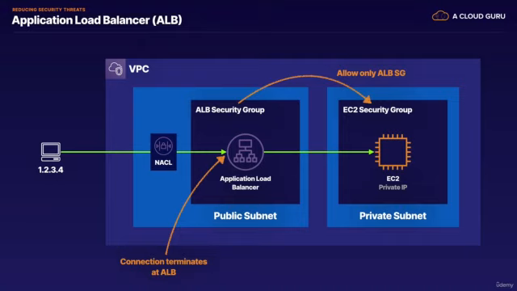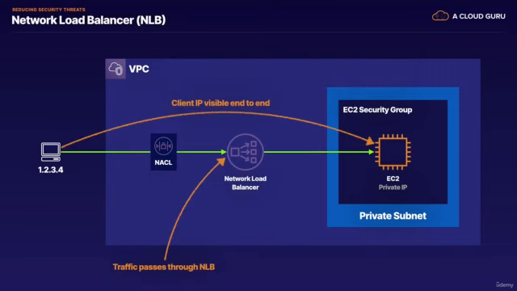Let's take a look at another scenario. This one uses the Network Load Balancer, or NLB. Unlike with an ALB, with an NLB, the traffic doesn't terminate at the NLB. It passes directly through it, directly to your EC2 instance. The client IP, the IP address of that bad actor, is visible from end to end. The only countermeasure you have in this case is to use a NACL to block that IP address.